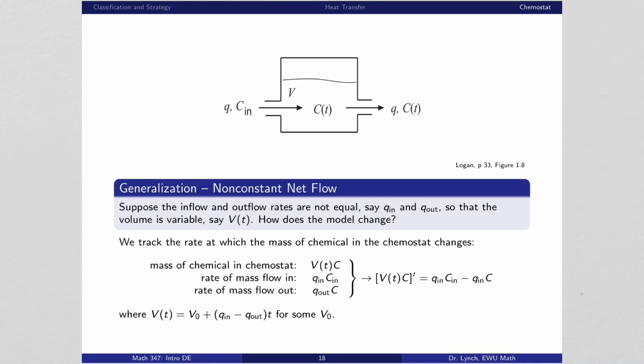And we use the same idea that the rate at which mass changes is the rate in minus the rate out. There's a typo on the slide. It should say Q_out times C, not Q_in times C. And again, the volume in the tank is V_0 plus Q_in minus Q_out times t, for some initial volume V naught. So this ends up not immediately being a separable differential equation because of that quantity V of t, but we'll see how to deal with this differential equation in section 1.4.